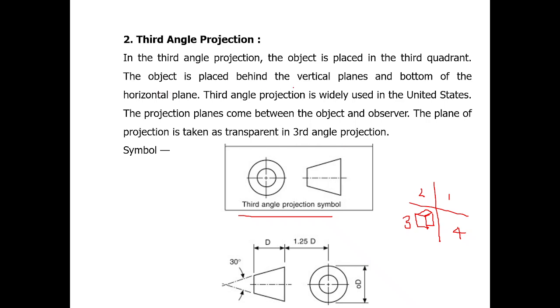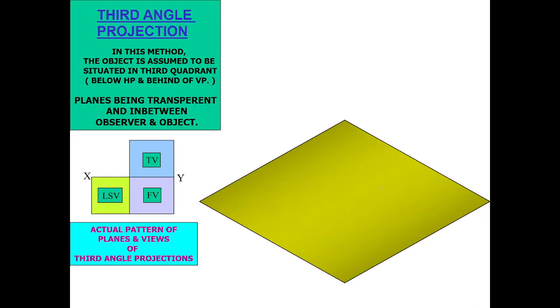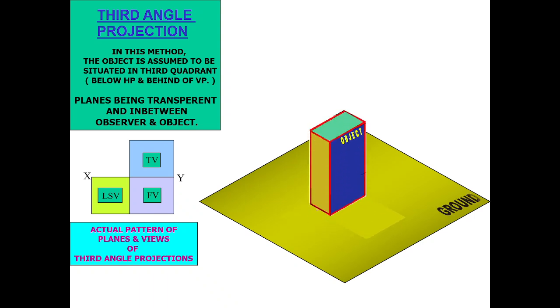The object is placed behind the vertical plane and below the horizontal plane. So it is behind the vertical plane. The third angle projection is widely used in the United States. The projection plane comes between the object and the observer. The plane of projection is taken as transparent in the third angle projection. Now let's see that. So this is the horizontal plane.